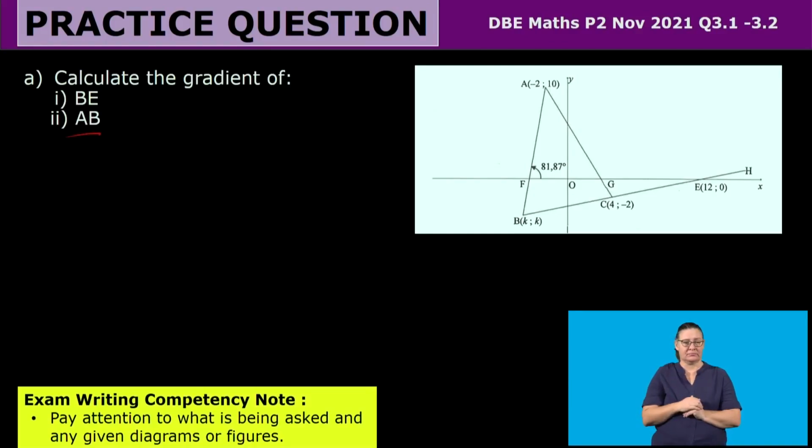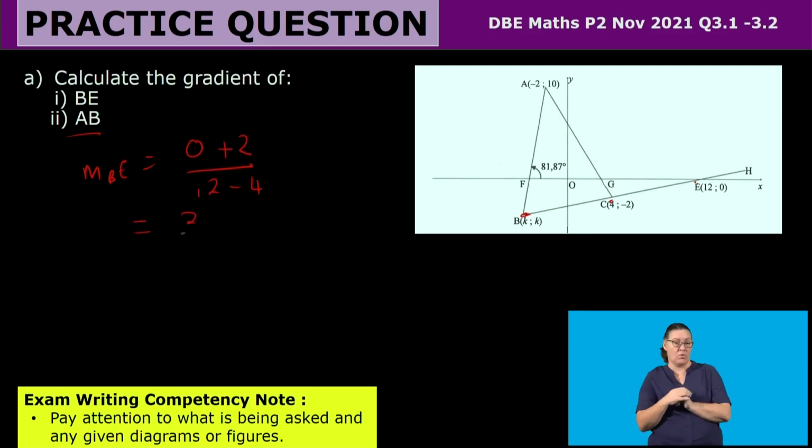The first one is to calculate the gradient of B to E. Now remember, they told you BC is produced, so that means this is all on the same straight line here. So to work out the gradient of BE, it's going to be the same as the gradient of CE. They are on the same straight line. So gradient of BE, we use the coordinates of C and E, is going to be 0 minus 2, so it becomes 0 plus 2 over 12 minus 4. So we get 2 over 8, which is a quarter. Okay, so the gradient of BE is the same as CE, and that gradient is a quarter.